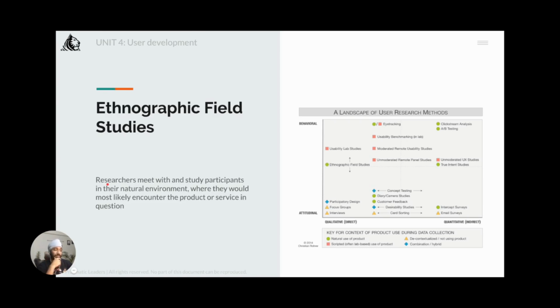Ethnographic field studies. So in this, instead of calling you to the office, I will actually be going to the field and meeting you in your own natural habitat or natural environment, depending on where you would most likely be using the product. For example, if you're booking a flight, most likely you'll be booking at home on the couch. There's a good chance for that, right? While if you're a B2B product, there's a good chance you'll be using it in your office, right? So wherever your natural environment is for that particular product, I'll reach there, I'll meet you there.